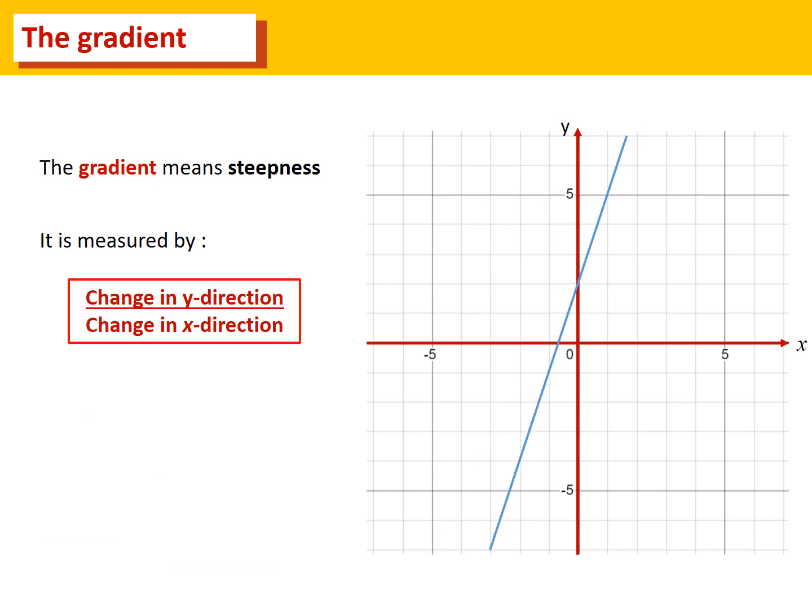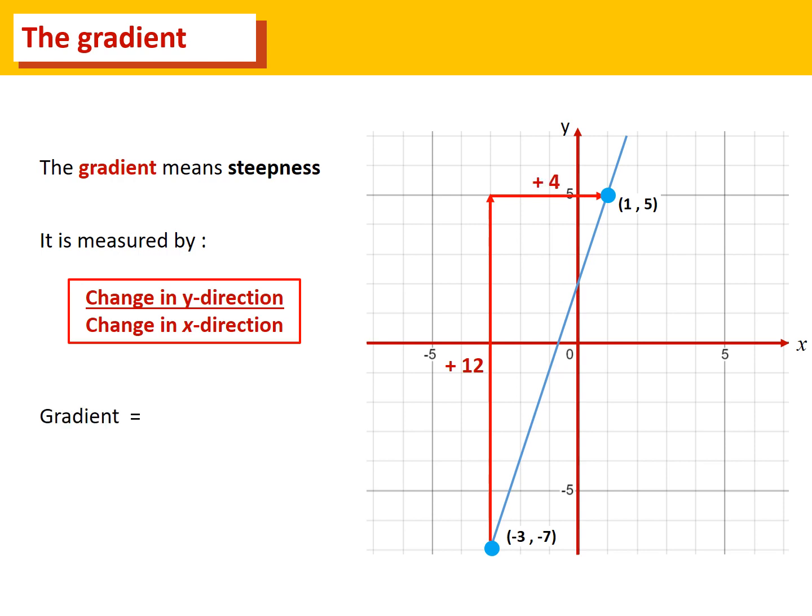Here's our second example. Once again, we pick 2 coordinates on the line. That coordinate there is -3, -7. And our second coordinate is the point 1, 5. To get from our first point to our second point, in the y direction, we go up 12. And in the x direction, we go along 4.